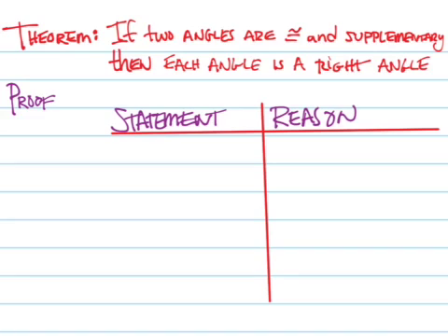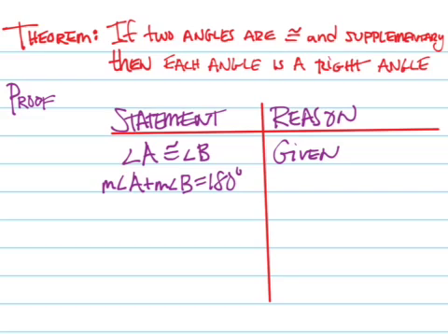We want to take the piece after if, before then, and we can assume that to be true. That's going to be our given. So how many angles am I talking about? Two. And they're congruent and they're supplementary. That's a lot of information. What does supplementary mean again? 180. So let's see what we're given. A is congruent to B because it's given. Measure of angle A plus measure of angle B is equal to 180 because it's given.